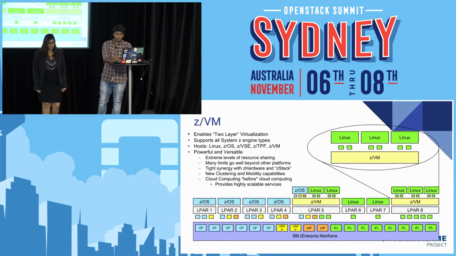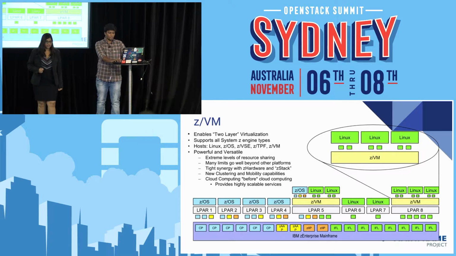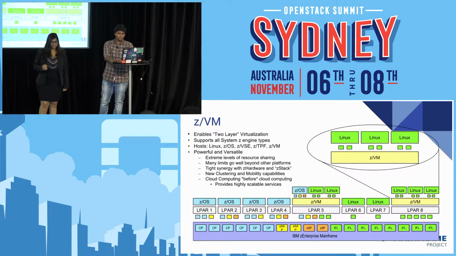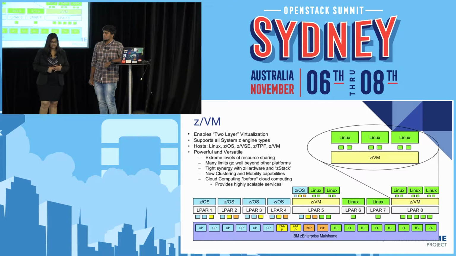It's powerful and versatile. It goes to extreme levels of resource sharing, and many limits of ZVM go well beyond other platforms. For example, it can spawn more VMs than any other platform available currently. There's a tight synergy between ZVM, Z hardware and Z stack, and this gives it new clustering and mobility capabilities. It also provides highly scalable services.